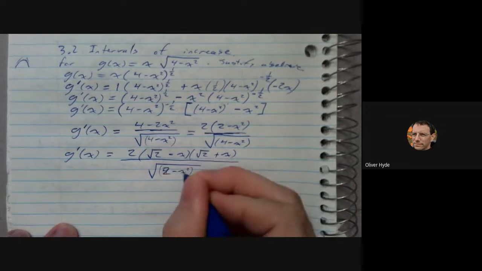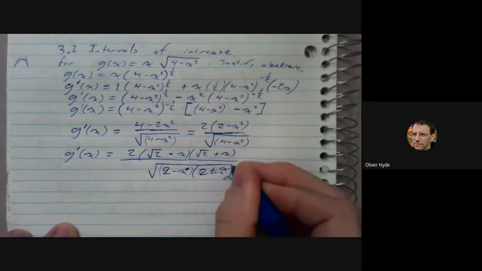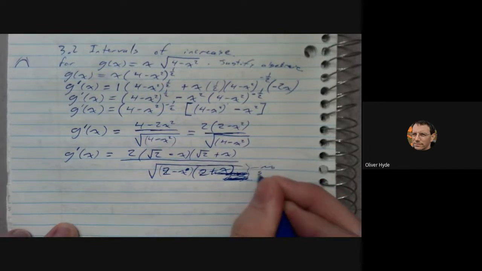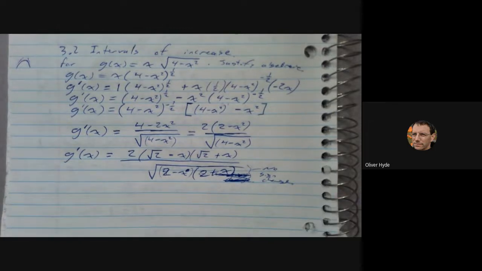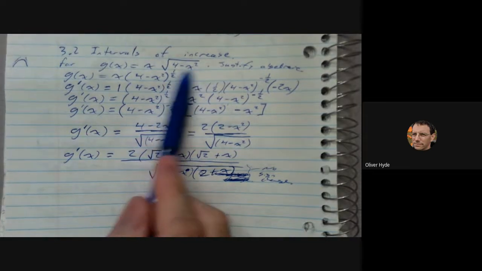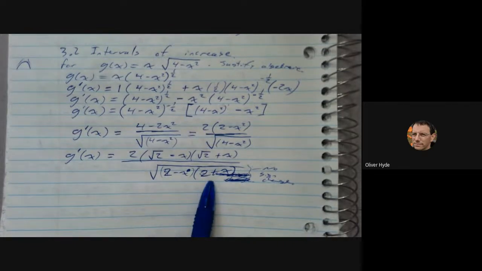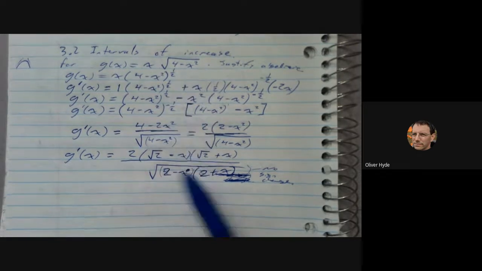Let's go 2 minus x times 2 plus x. Still no sign change in this expression. No sign change. I'm wondering if there's a restriction. Yeah, there's a restriction on the domain of this function that I haven't thought about, that makes me not worry too much here about what happens at 2 and negative 2. I think we'll see it to be the case.